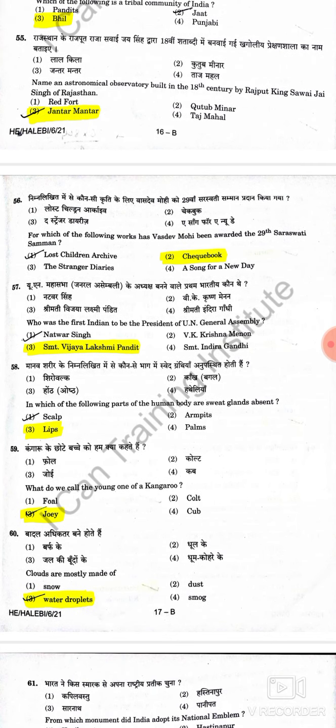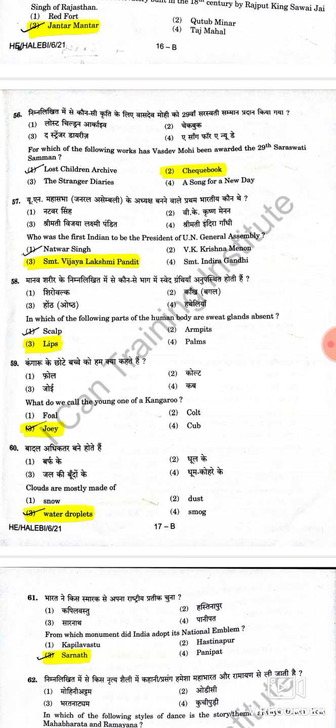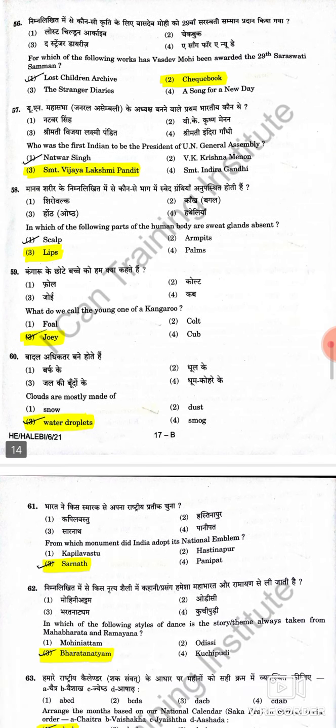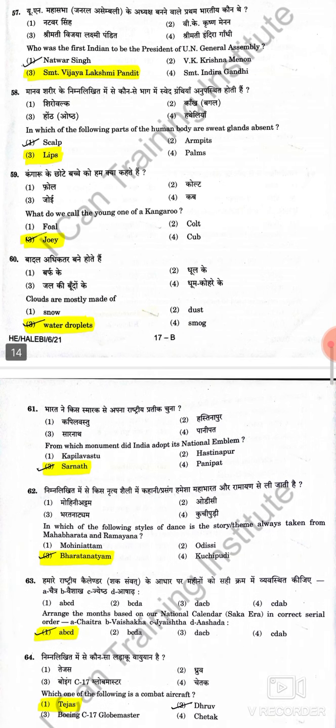Question number 56. For which of the following works has Vasudev Mohi been awarded the 29th Saraswati Samman? And the answer is option number 2. Question number 57. Who was the first Indian to be the President of the UN General Assembly? And the answer is option number 3. Question number 58. In which of the following parts of the human body are sweat glands absent? And the answer is option number 3.